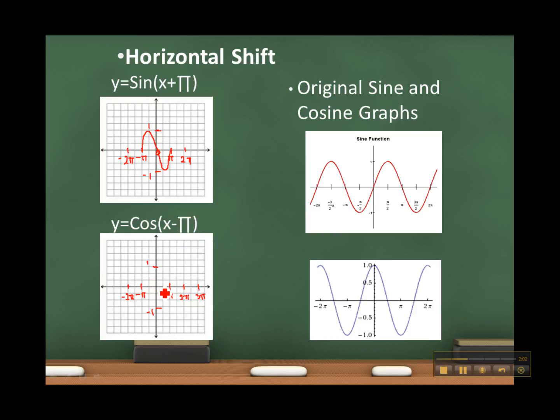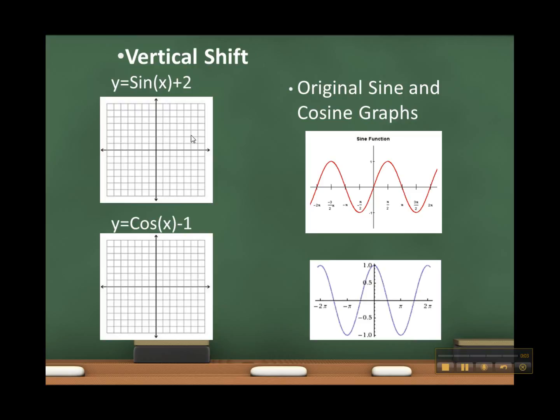So instead of starting at 0, I'm going to have to start up here at pi, and then I need 2 pi again, right, because this one goes from 0 to 2 pi. So if I start here, 2 pi would be 1, 2, so I need to finish right here. So I'm going to go down and up again. And that's how you shift it pi units to the right.